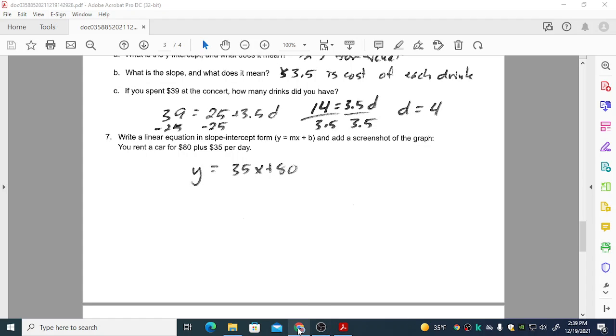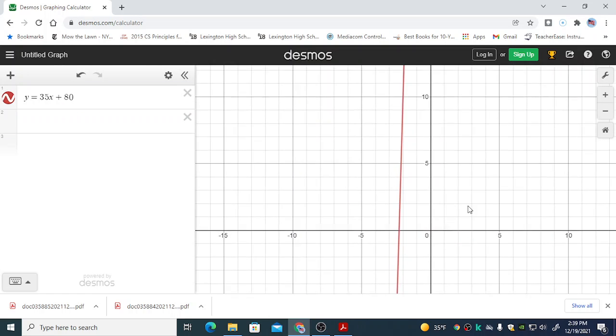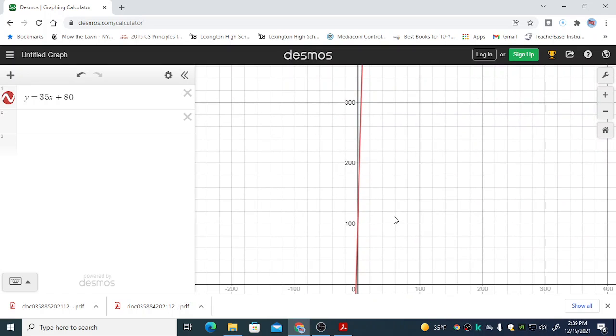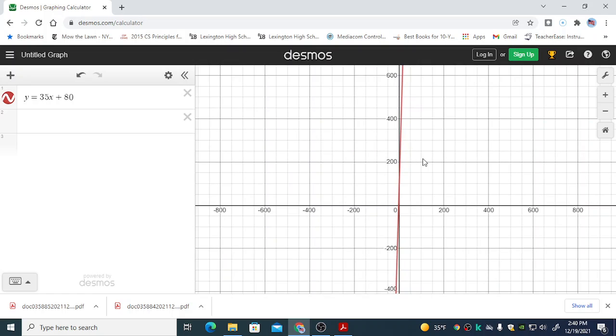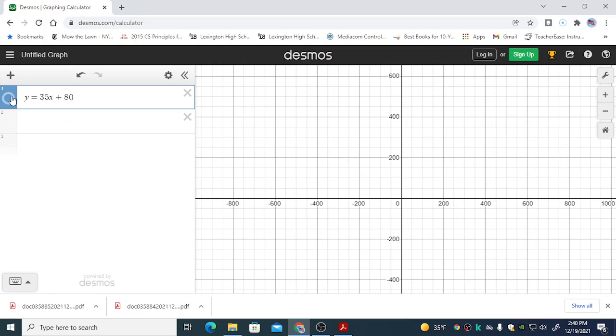If I go into Desmos and put in y equals 35x plus 80, there's the graph, and of course I might have to zoom out on that to see what that looks like here. Okay, that's what that looks like. All right. So you can copy and paste that in there.